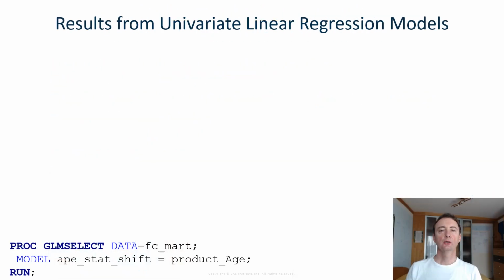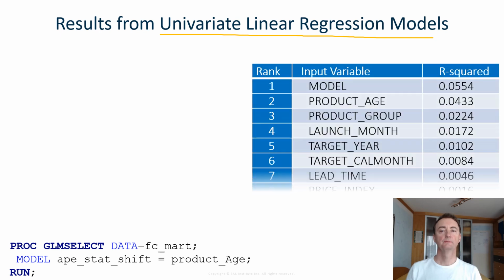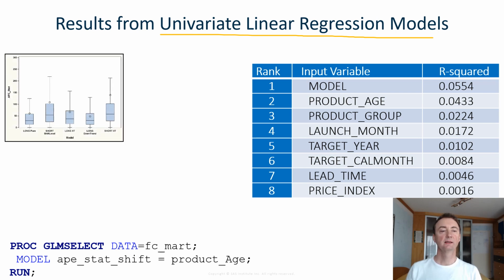Let's now take a look at the results from univariate linear regression models, where we study the influence of different input variables that we have available for each forecast on the forecast error. We see here a ranked list from the univariate models. What are the best or the most influential variables on the forecast error? We see that the different forecast models have a very strong influence.